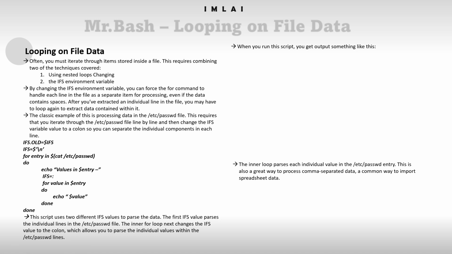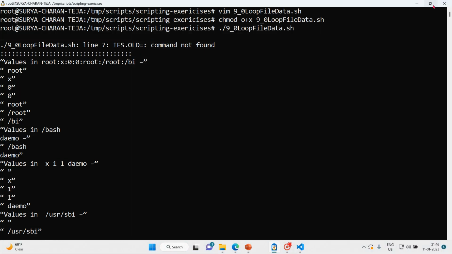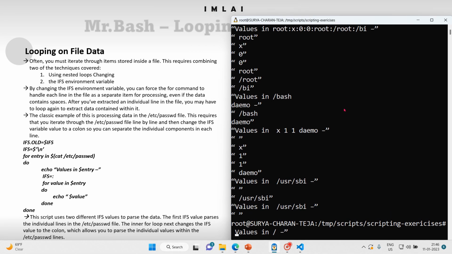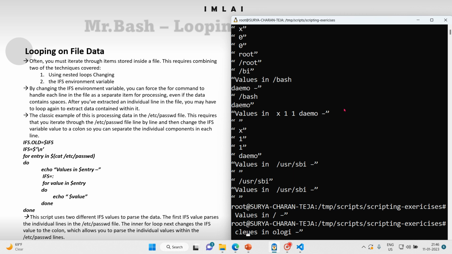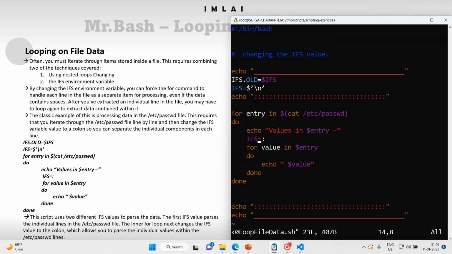This script uses two different IFS values to parse the data, just to give more understanding about that. Just a minute, I'll put the script here on the right side because it would be helpful. Look here at this point. The first IFS value parses the individual lines in the /etc/passwd file.